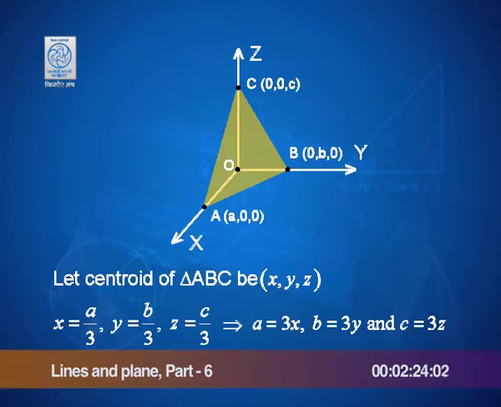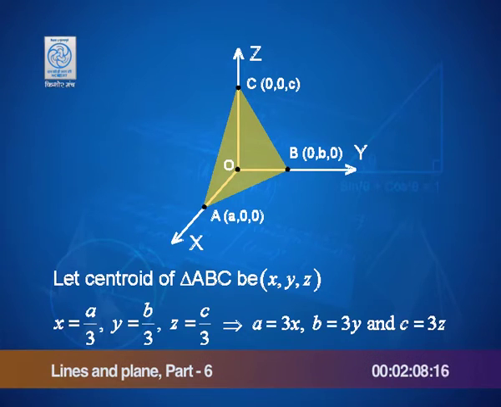So, how do we get the centroid of the triangle in the picture? If I take the centroid of the triangle to be x, y, z, then by the basic coordinate geometry result and the application of the section formula, the centroid should be a by 3, b by 3 and c by 3. Therefore, x must be a by 3, y must be b by 3 and z must be c by 3. So, a, b and c are nothing but 3x, 3y and 3z.